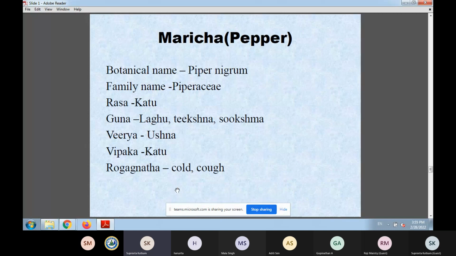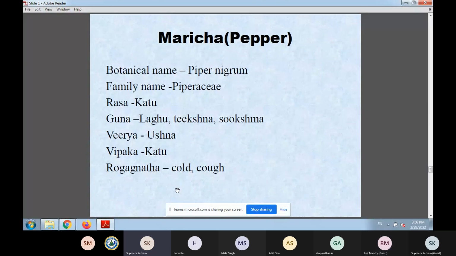Whenever we find children or even elders, in rainy season or winter season, more exposed or more prone to cold and cough: for children, just take one pinch of this maricha powder, one pinch of pepper powder, mix it with honey and make them lick. Because it is honey, I will not find it a challenge to make children eat. For elders, take 3 pinches, mix it with honey and take it in cases of cold and cough.